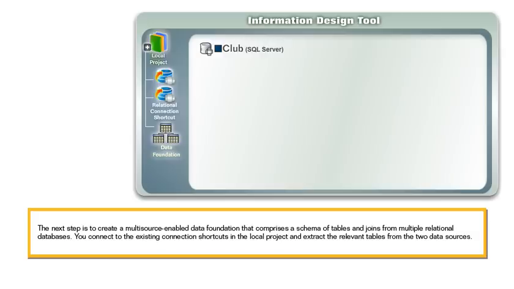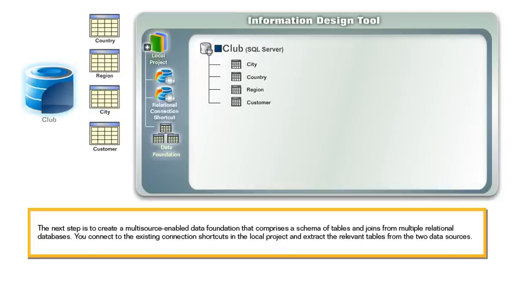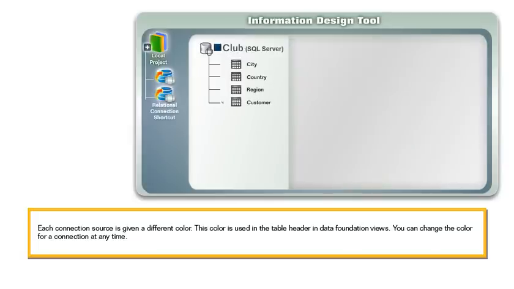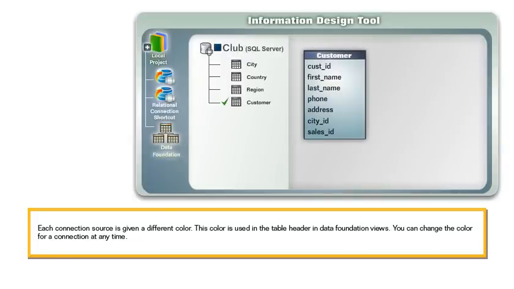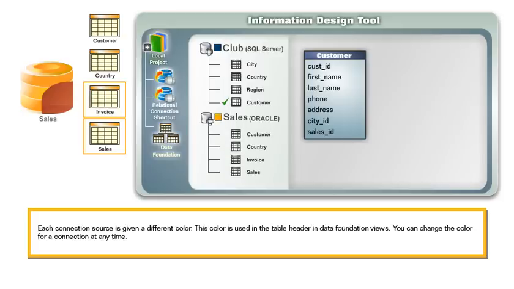from multiple relational databases. You connect to the existing connection shortcuts in the local project and extract the relevant tables from the two data sources. Each connection source is given a different color. This color is used in the table header in data foundation views. You can change the color for a connection at any time.